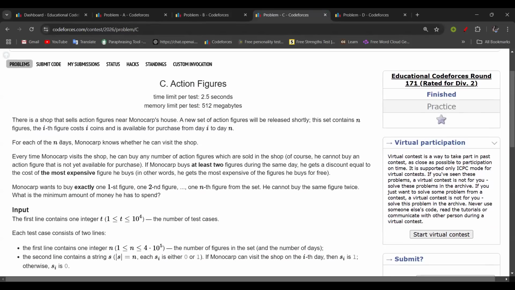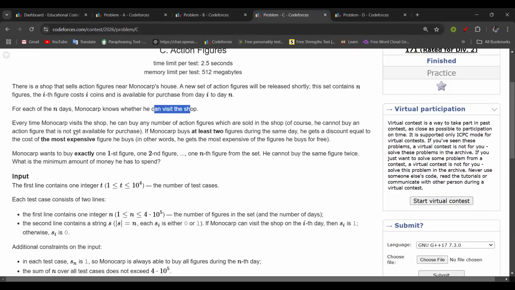For each of the n days, Monocarp knows whether he can visit the shop. Every time Monocarp visits the shop, he can buy any number of action figures which are sold in the shop. Of course, he cannot buy an action figure that is not yet available for purchase. If Monocarp buys at least 2 figures during the same day, he gets a discount equal to the cost of the most expensive figure. Basically what it means is there is some set of action figures, and that set contains n figures.